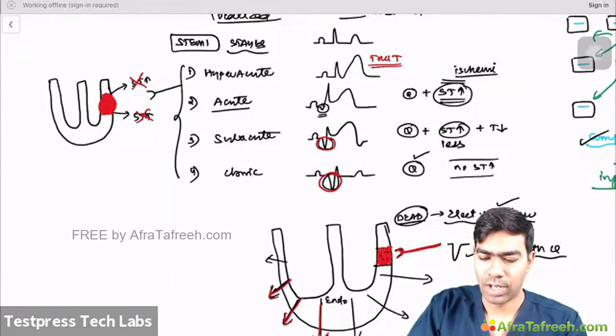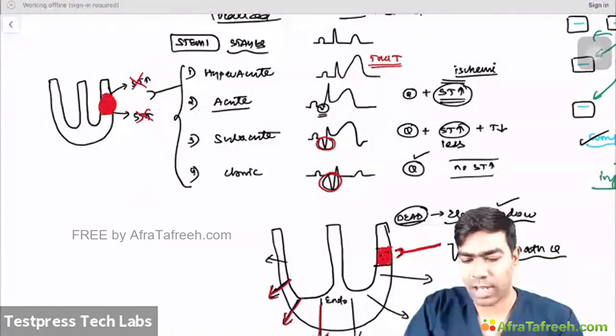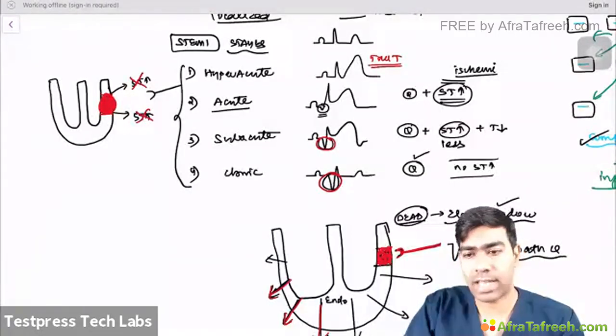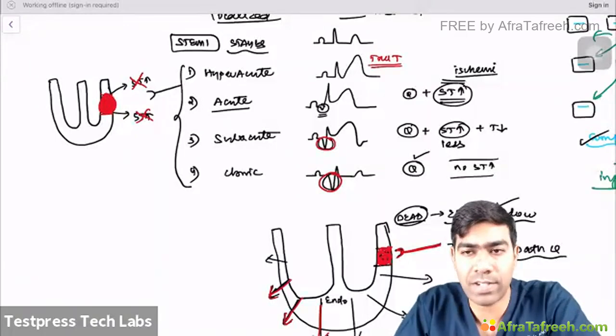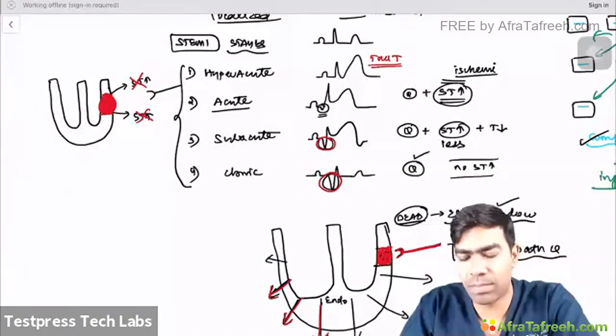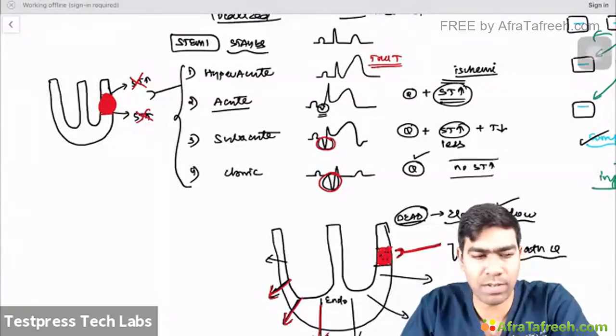So these are the 4 stages of a STEMI: first, second, third, and fourth: hyperacute, acute, subacute, chronic. Hyperacute is characterized by tall T waves that are still asymmetric. The second, acute stage is characterized by ST elevation as the prominent finding. Small Q waves may or may not be there. In the subacute stage, the most important feature is the progression of the Q wave with T wave inversion. ST elevation will reduce compared to the previous stage.